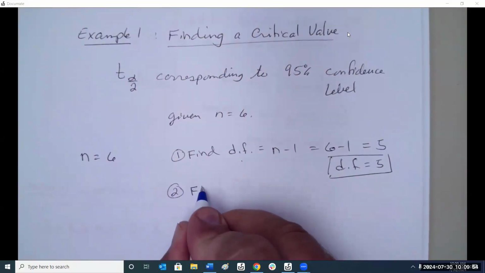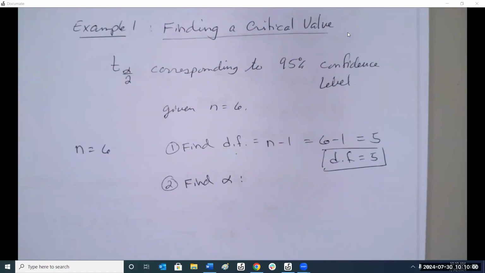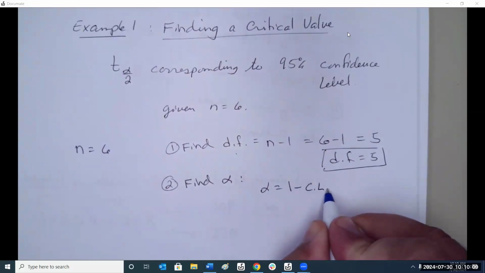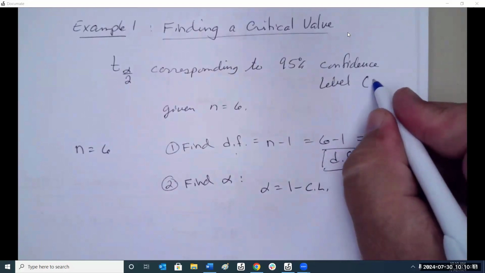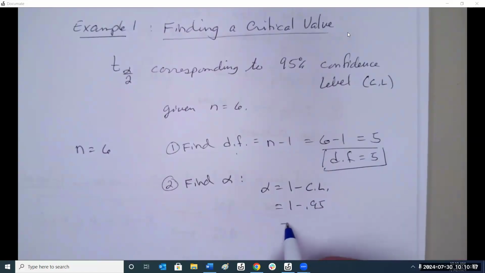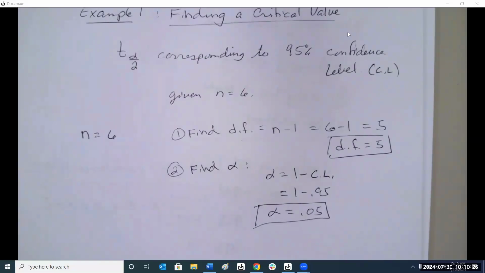The second step, find alpha. How do we find alpha? Alpha equals 1 minus your confidence level. So it's 1 minus 0.95, which is alpha equals 0.05. The question doesn't tell us anything else. Find the critical value corresponding to that.